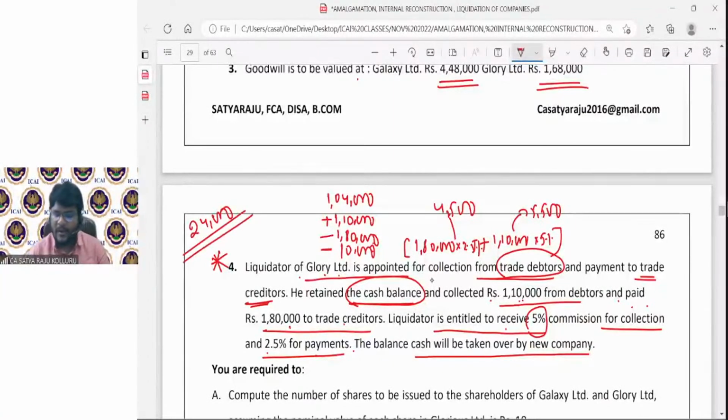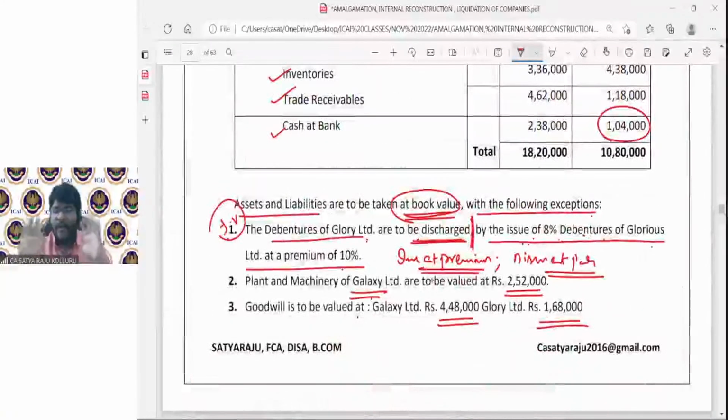24,000 cash balance is available. Now the balance cash of 24,000 will be taken over by the new company. Taken over by the new company means the purchasing company. Now what is the conclusion? Debtors and creditors are not taken over by the purchasing company. The existing cash balance of 1,04,000 is not transferred to the purchasing company.